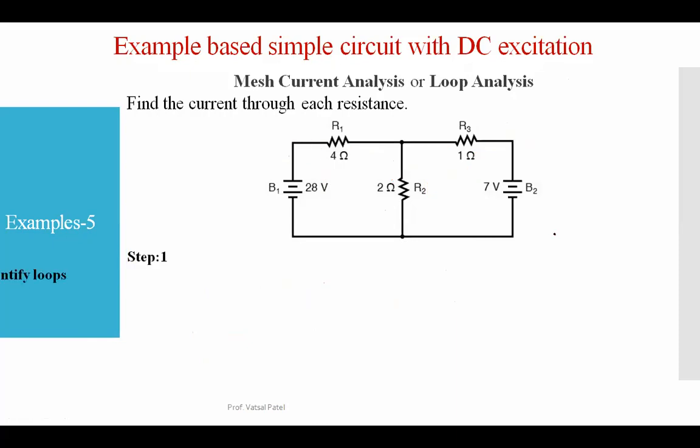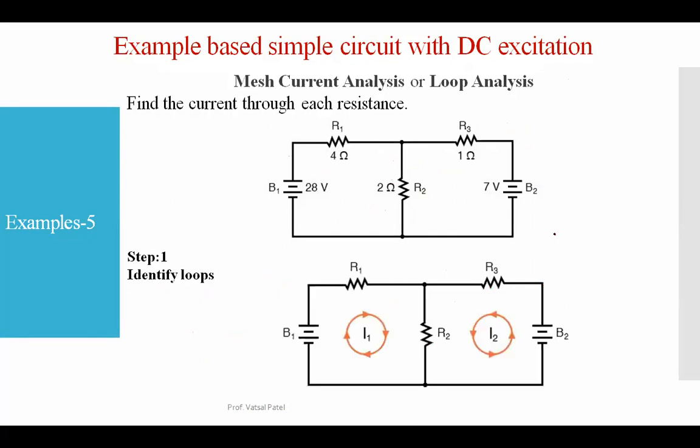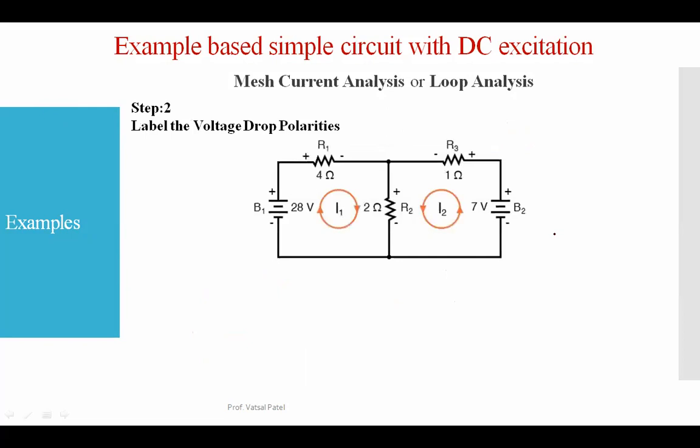So step number one, identify the loops. First of all, you have to identify the loops here, I1 and I2. Step number two, label the voltage polarity that I already mentioned, that the source is represented with positive and negative. Also the resistance, you can label the polarity with positive and negative, and then after that you can write the equation.